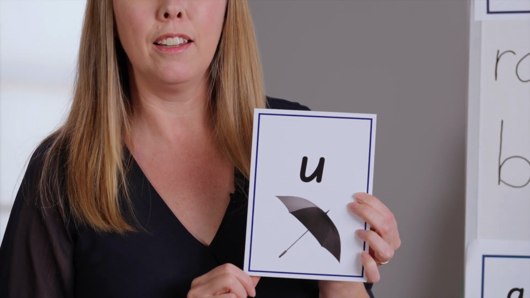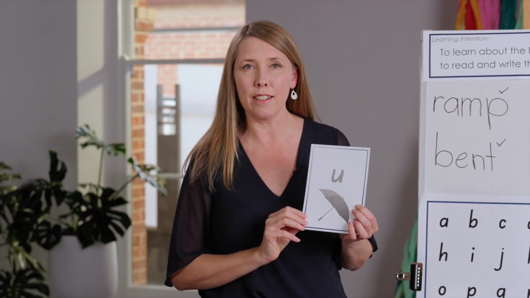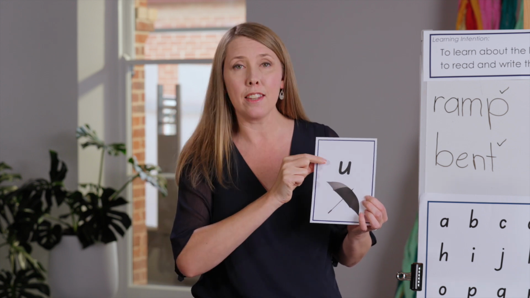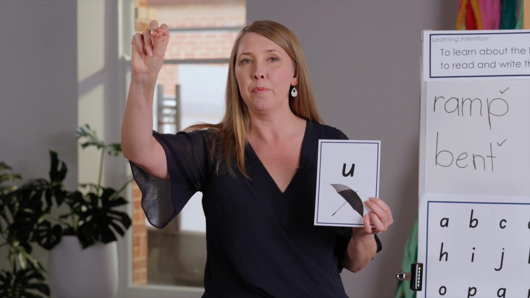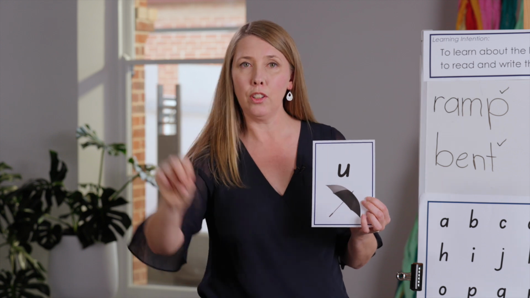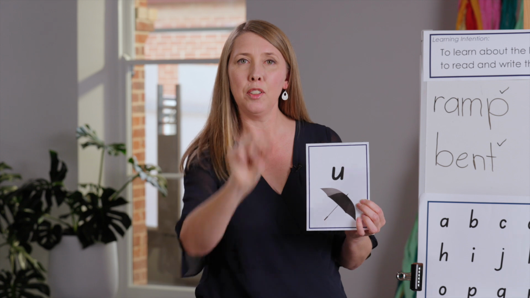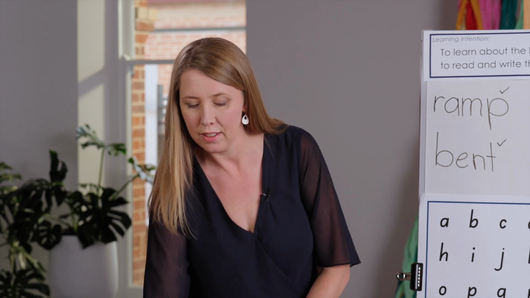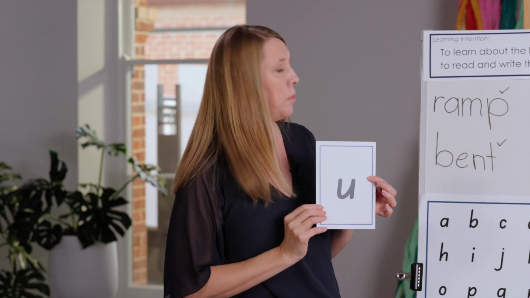U, umbrella, A. It's time to stand up so that we can practice our skywriting. Have you got your skywriting pencils ready? Remember, we're going to say the letter name and the keyword and then the phoneme. Ready? U, umbrella, A. One more time. U, umbrella, A. Fantastic.